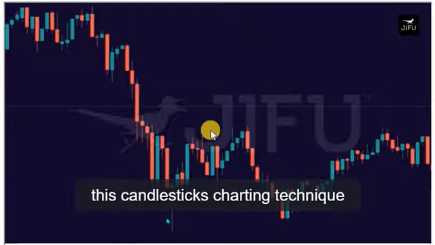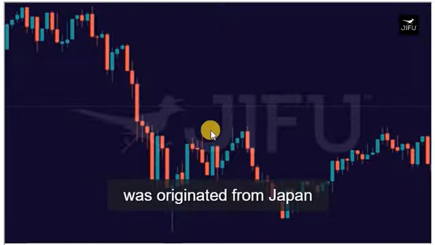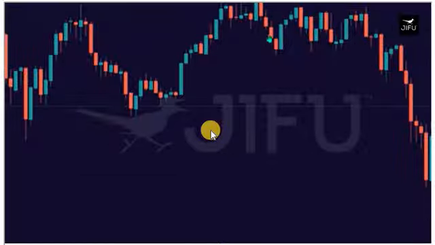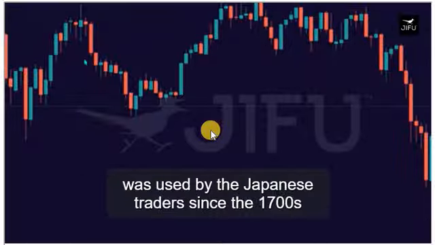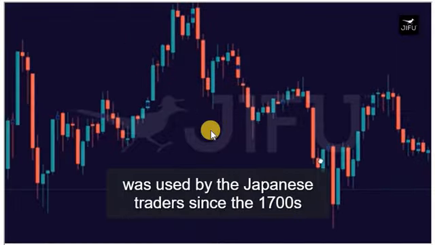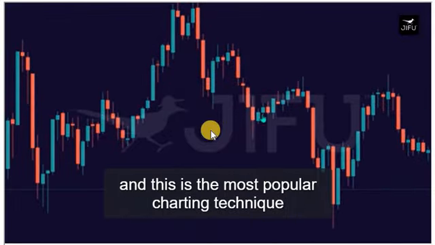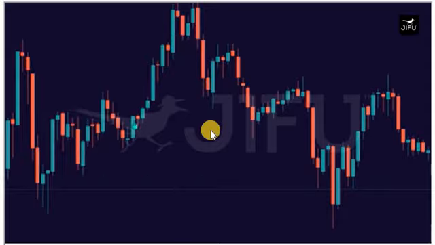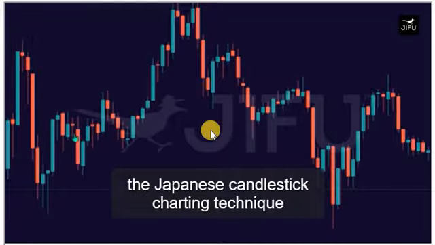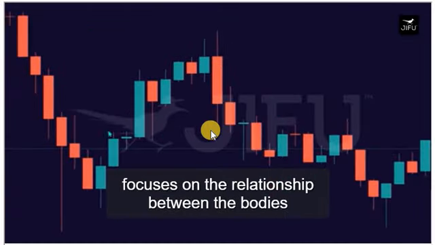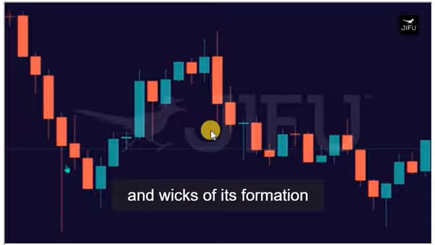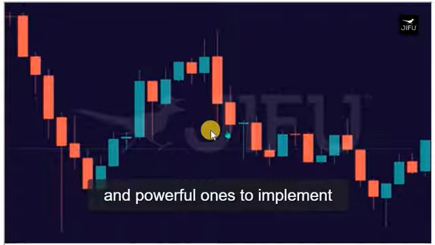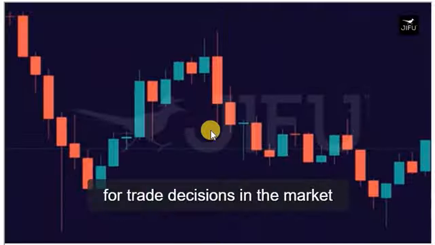This candlestick charting technique originated from Japan, and that is why it's been referred to as the Japanese candlestick patterns. This form of charting technique was used by the Japanese traders since the 1700s, and this is the most popular charting technique used by traders because they are visually easier to interpret. The Japanese candlestick charting technique focuses on the relationship between the bodies and wicks of its formation. There are lots of candlestick patterns, but I will show you the most reliable and powerful ones to implement for trade decisions in the market.